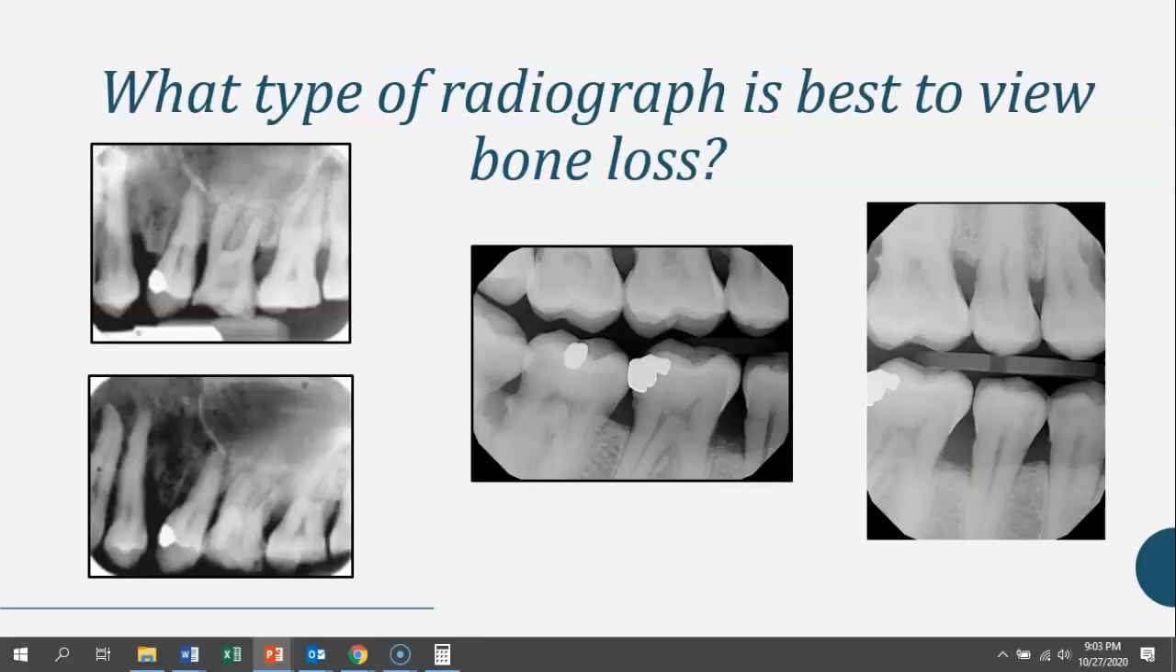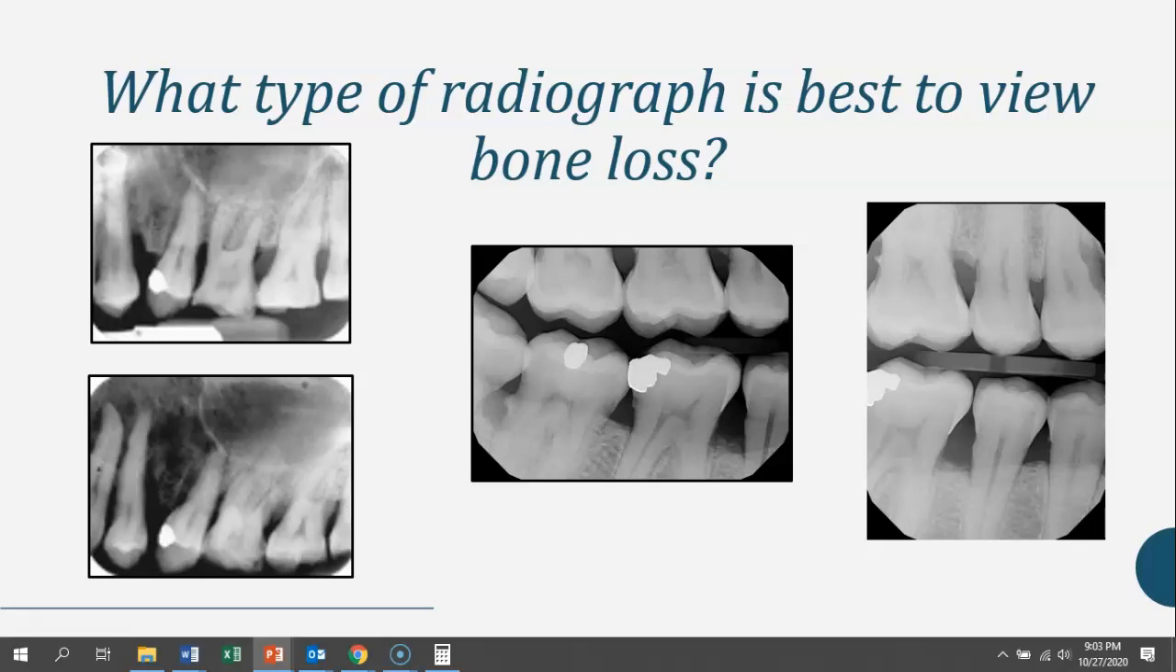Okay, so what type of radiograph is best to view bone loss? So here we have a couple different examples. This one up here is an example of taking a PA with a paralleling technique. And then this is an example of taking a PA with a bisecting technique.